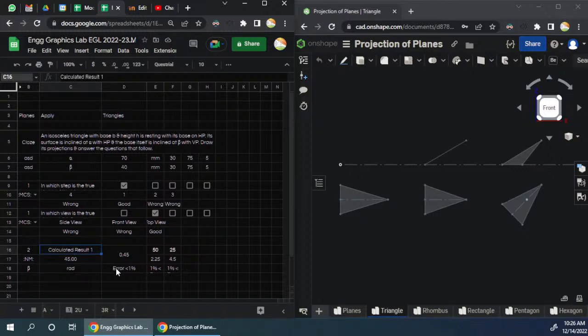Let's go for the calculated results. So first thing we need to measure is the area of the final front view. Area of the final front view. How much is that? So we'll have to take values, and then accordingly we'll have to set the marks.